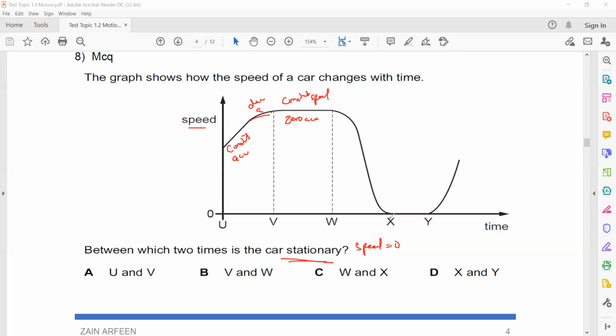From W to X, as you can see, it is decelerating. Decelerating means speed is decreasing. But from X to Y, speed is 0 because it is on the axis. There is no value for the speed, or speed is 0. If speed is 0, it means the object is at rest, or it is stationary. That's why D is the right answer. Is it clear? Question 8.